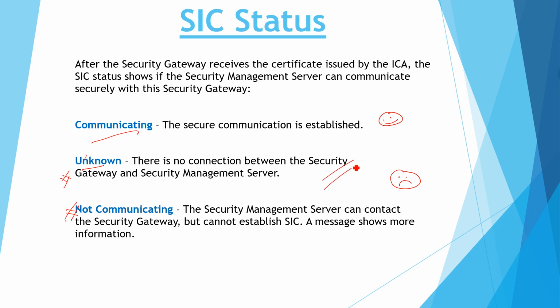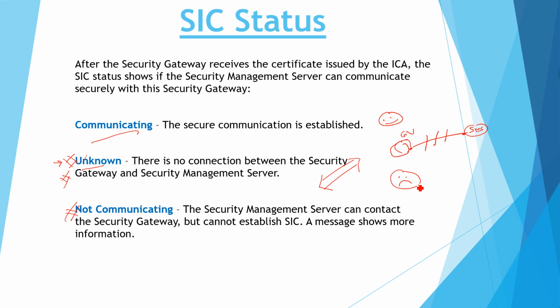The first one, unknown: if we receive this specific message, it means there is a communication problem between the gateway and the SMS. The link must be broken. The connection between them is not established. Then we can get this unknown message.